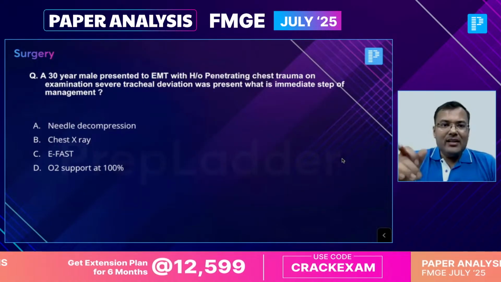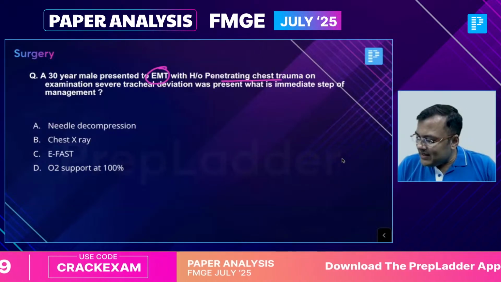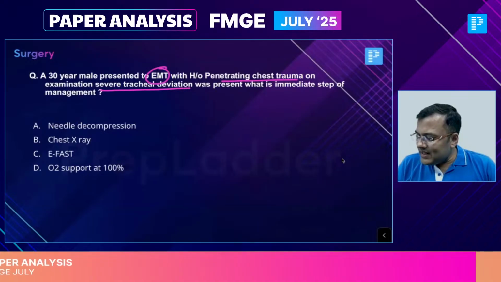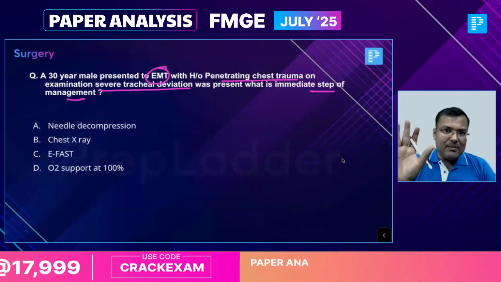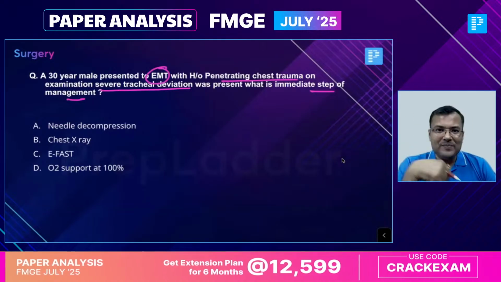Easy. 30 years old male presents to emergency with history of penetrating chest trauma, on examination severe tracheal deviation. What is the immediate step of management? सिर्फ इतना ही था या कुछ और भी था एग्जाम में, लैंग्वेज में? You can make the diagnosis on these two features only.